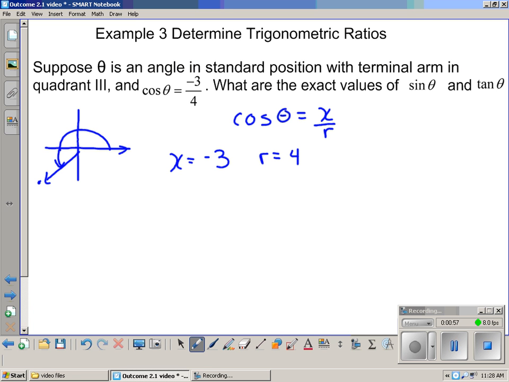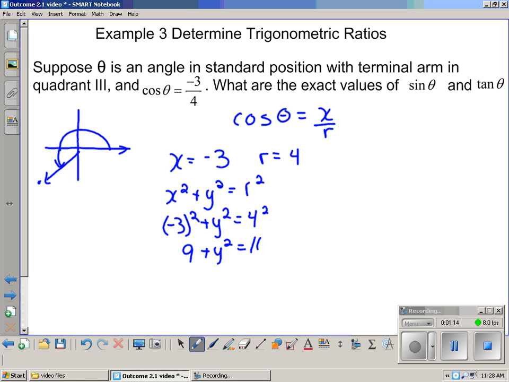We know that x squared plus y squared equals r squared. So we know that negative 3 squared plus y squared will equal 4 squared. So 9 plus y squared equals 16, or y squared equals 7. So y is equal to plus or minus root 7. We need to look at whether y is positive or negative in the third quadrant. Our y value is going down. Therefore, y is going to be negative in that quadrant. So y will be equal to negative root 7.